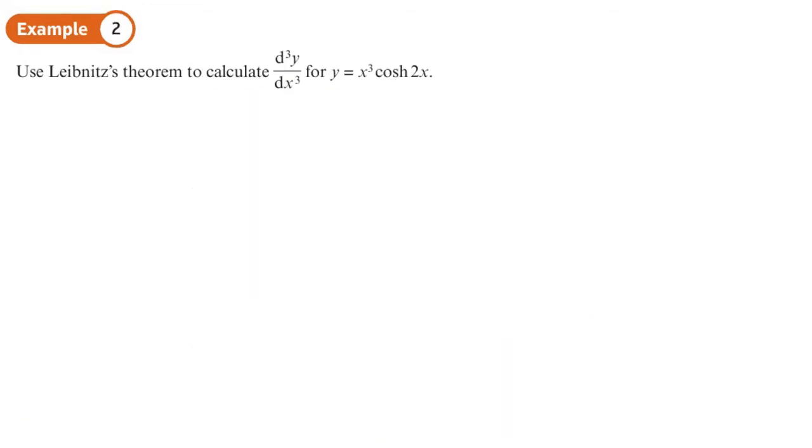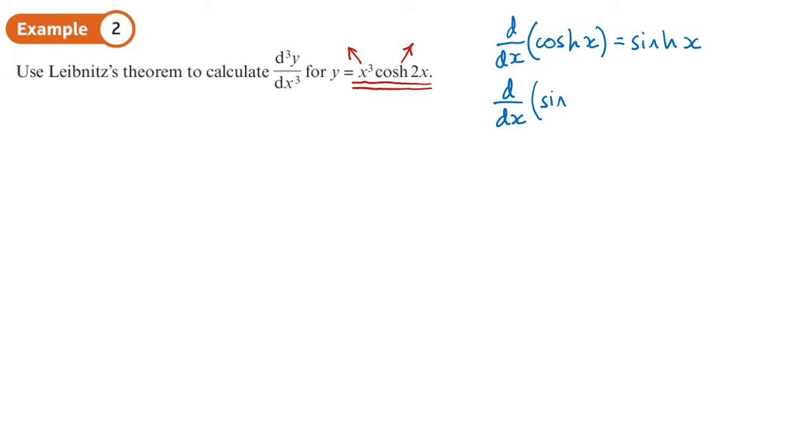Okay, so we can use Leibniz's theorem to calculate the third derivative of this product here. Okay, so this we all know how to differentiate, no problem. So from core 2, you would have learned that if you differentiate cosh x, then that becomes sinh x. And because we're doing nth derivatives, we're going to be differentiating at some point sinh x, and that just becomes cosh x. So this is going to be useful to do this question.